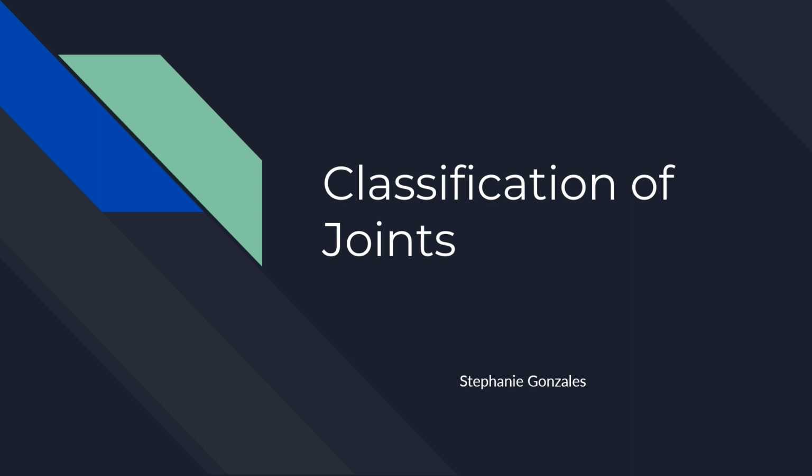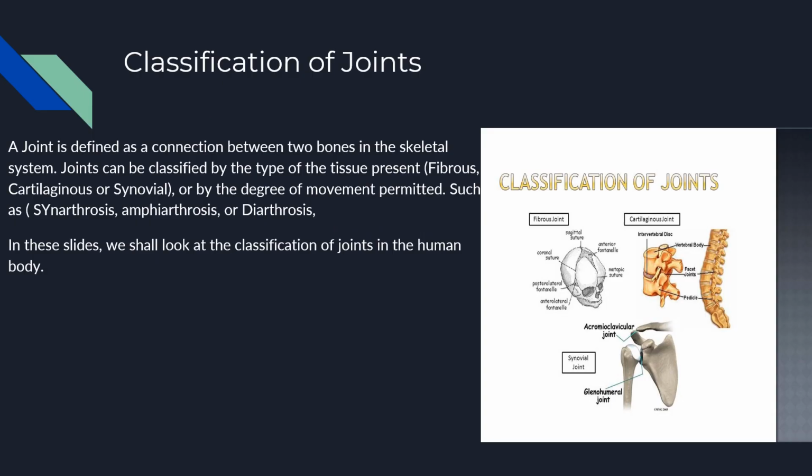Classification of joints. A joint is defined as a connection between two bones in a skeletal system. Joints can be classified by the type of tissue present: fibrous, cartilaginous, or synovial, or by the degree of movement permitted, such as synarthrosis, amphiarthrosis, or diarthrosis. In these slides, we shall look at the classification of joints in the human body.